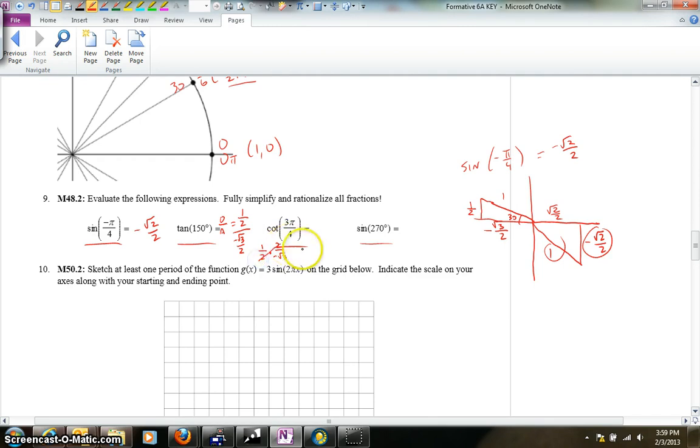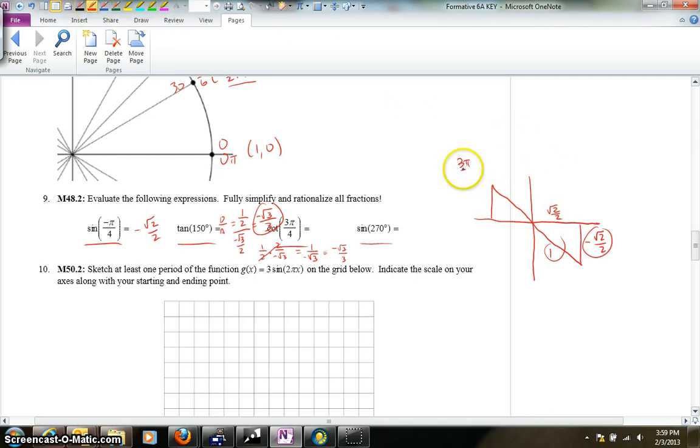The 2's cancel. I get 1 over negative radical 3, and that simplifies to negative radical 3 over 3. That should have been our tangent, negative radical 3 over 3. All right, cotangent of 3 pi over 4. I'm going to do some erasing because 3 pi over 4 is in the same quadrant I was already in. 3 pi over 4 is another 45-degree angle. It's three of the initial 45s, so 3 pi over 4 is over here in the second quadrant.